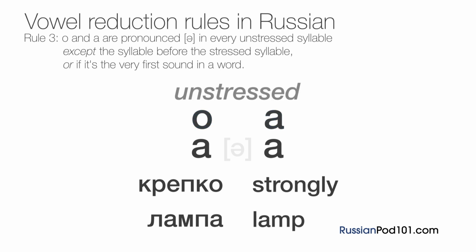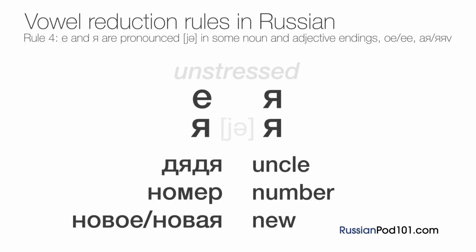Rule number 3. When unstressed, О and А will sound like А in any unstressed syllable that isn't the one immediately before the stressed syllable. Крепко. Лампа.